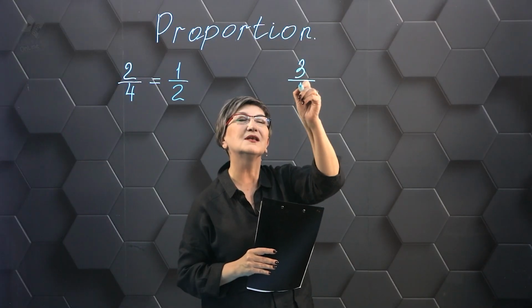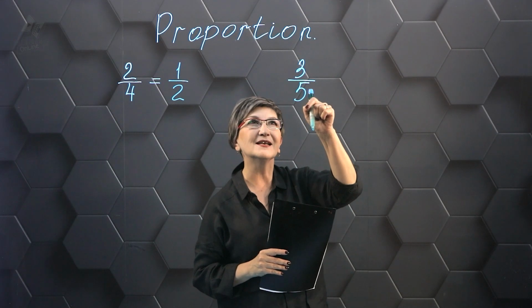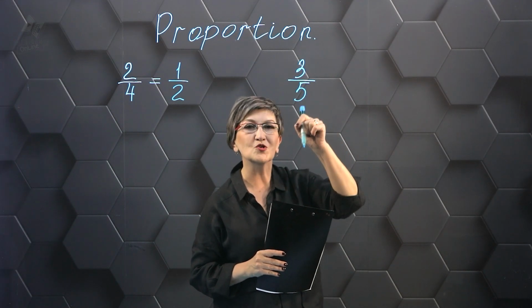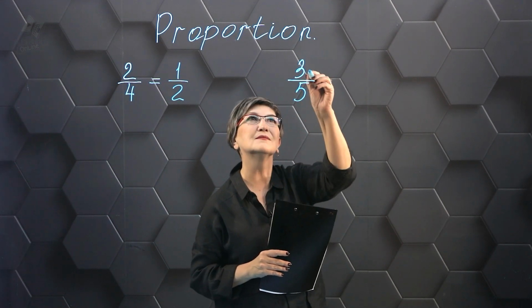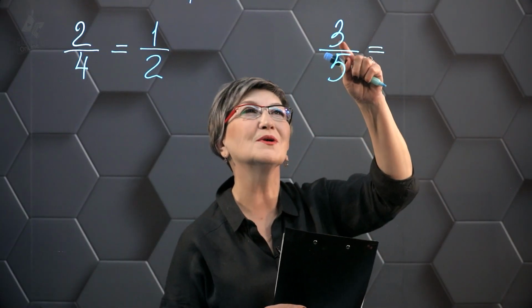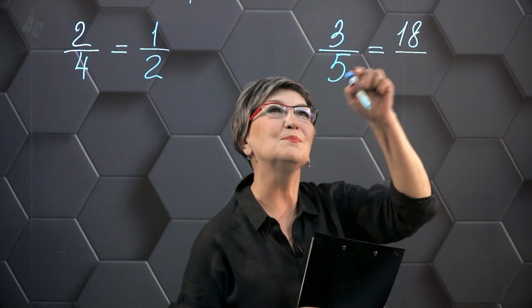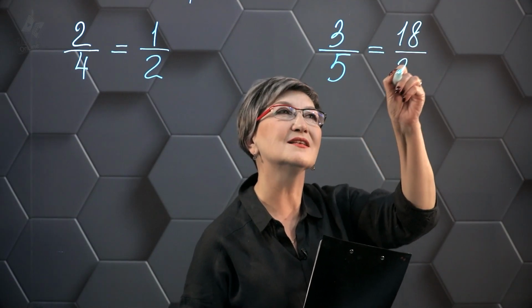Let's write down the fraction 3/5. If I multiply the numerator and denominator of this fraction by 6, the result is the following fraction. 3 times 6 is 18, and 5 times 6 is 30.